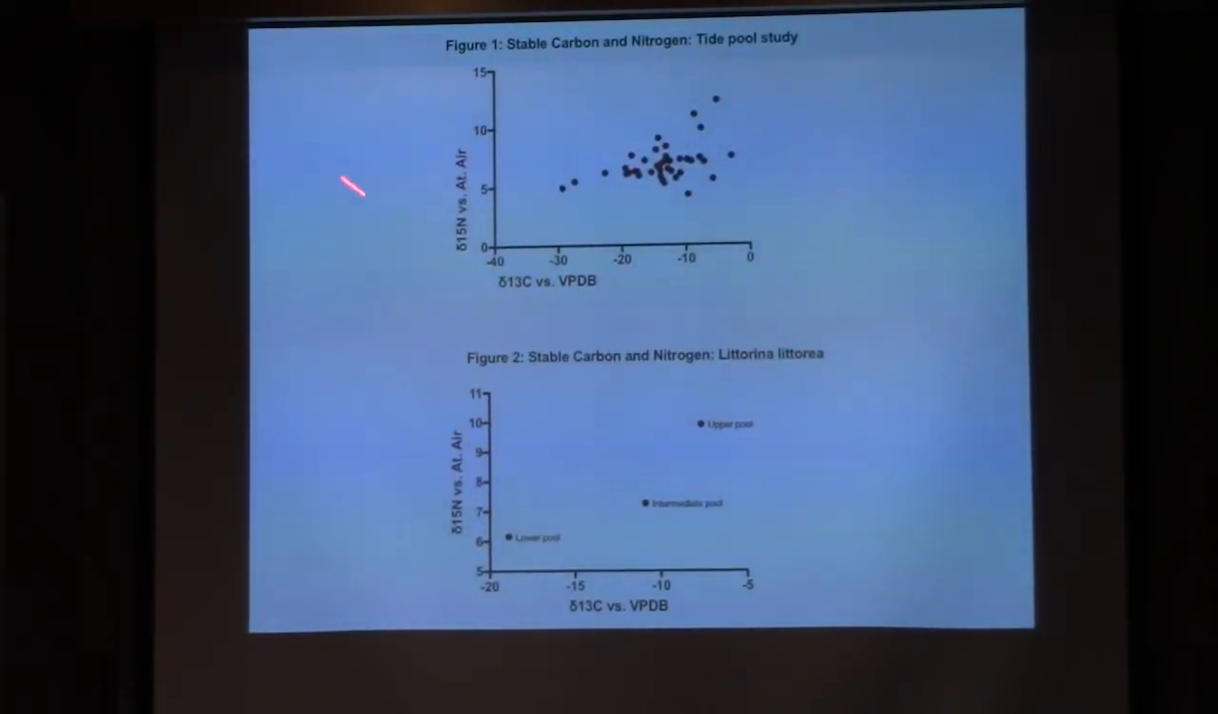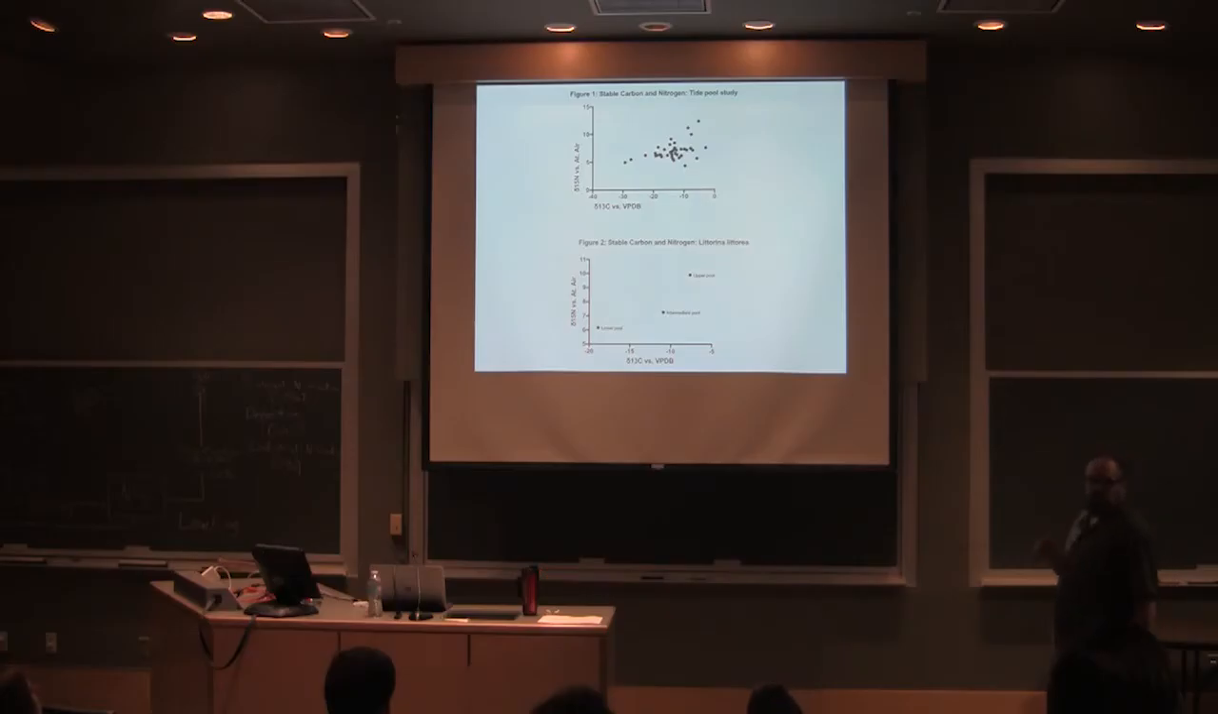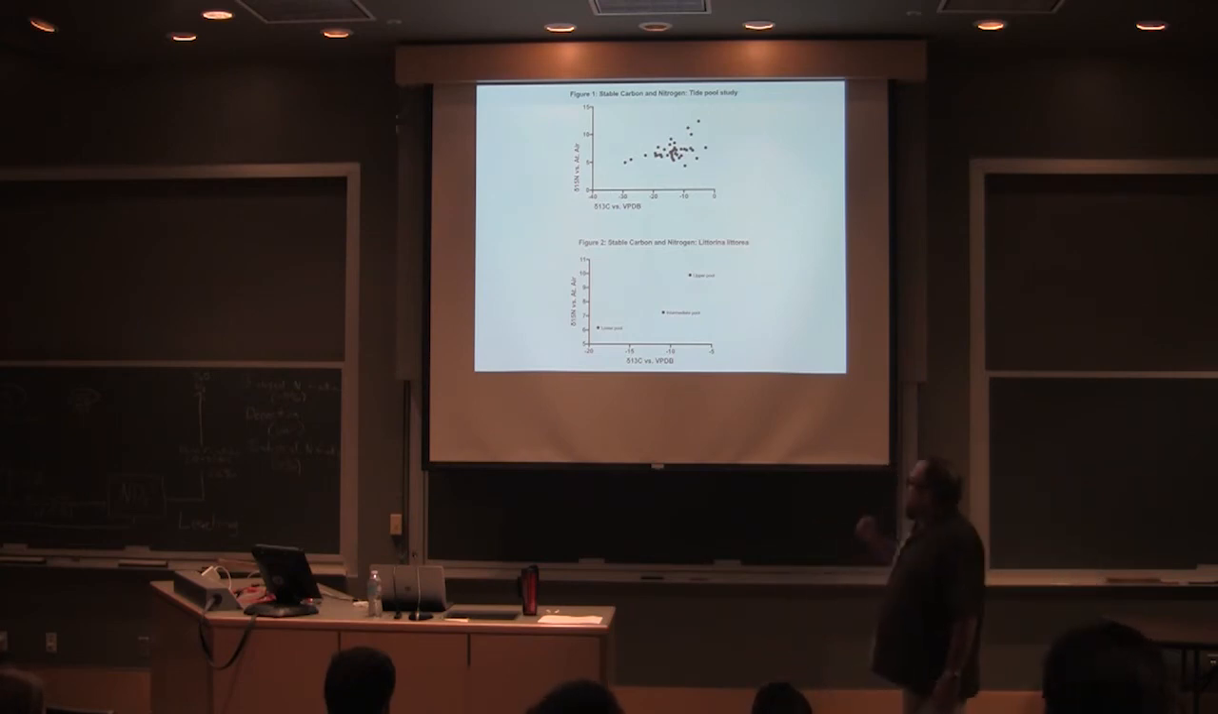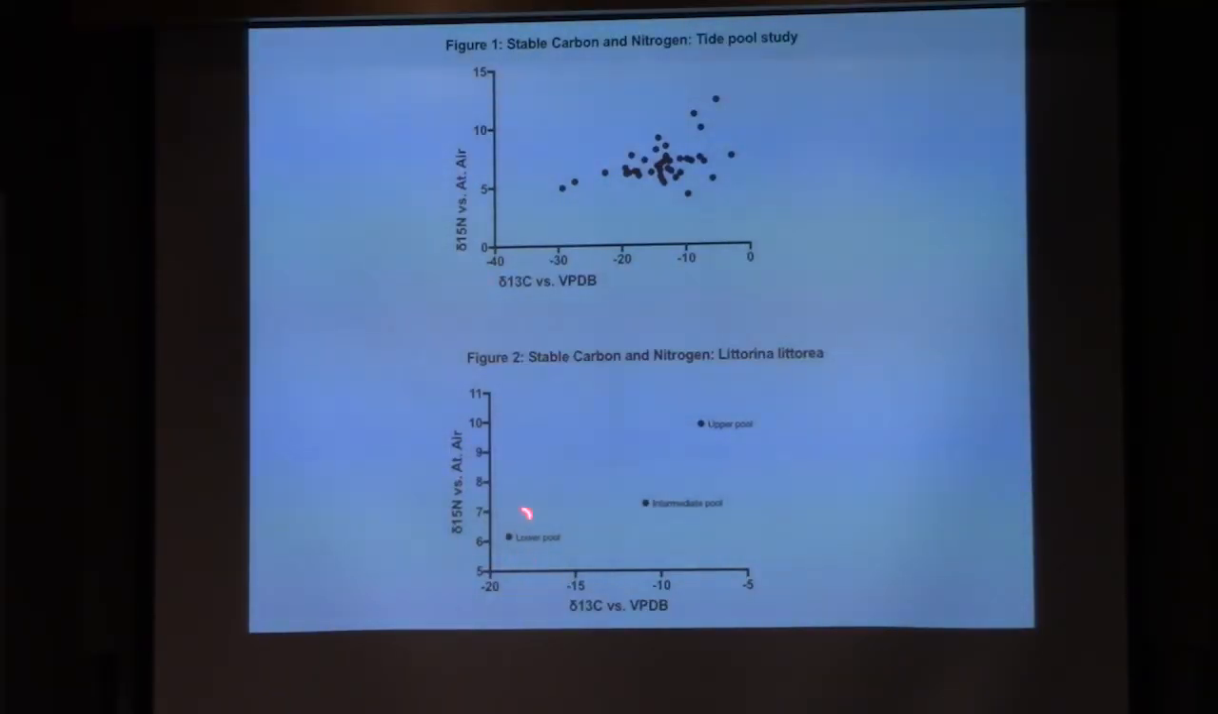This is one pool. This is the upper pool. It's a cross plot of 15N, 13C. This is N15 and carbon of one animal, Littorina littorea, which is a predaceous snail, okay? And this particular student presented what its isotopic value was in the lower pool, the intermediate pool, and the upper pool, and then this was the whole community of all the organisms that they had in that pool.